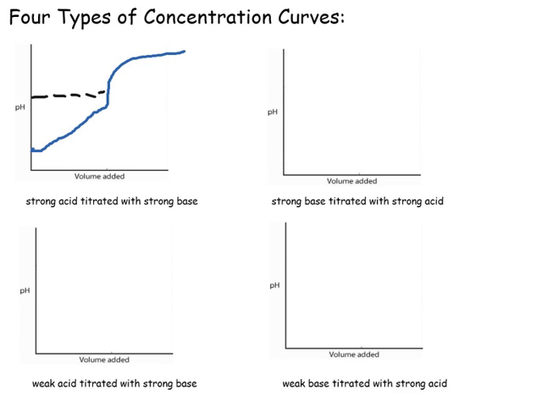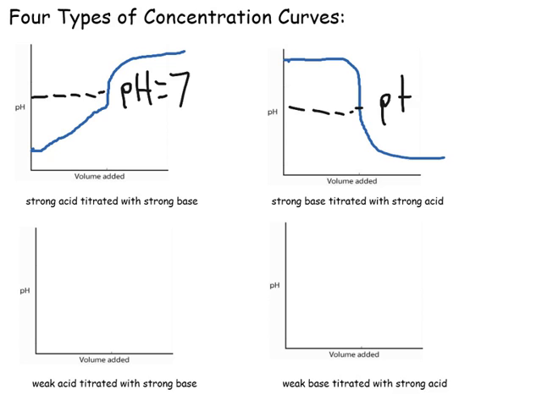And the pH at the equivalence point is going to be 7 because the strong acid is going to completely neutralize the strong base. And for strong base titrated with strong acid, it's the same thing, except it's reflected because you start off with a high pH and it goes down when you add the acid. And once again, at the equivalence point, pH is going to equal 7.